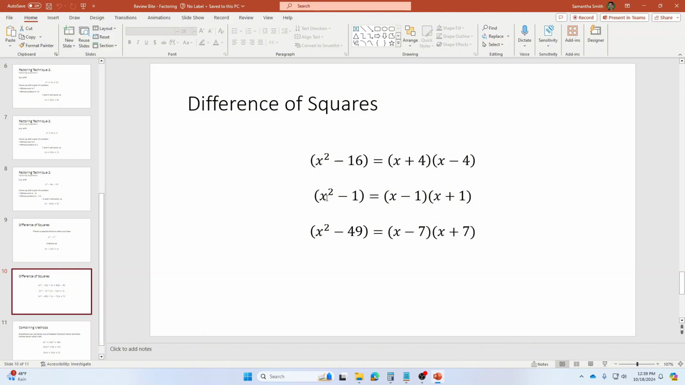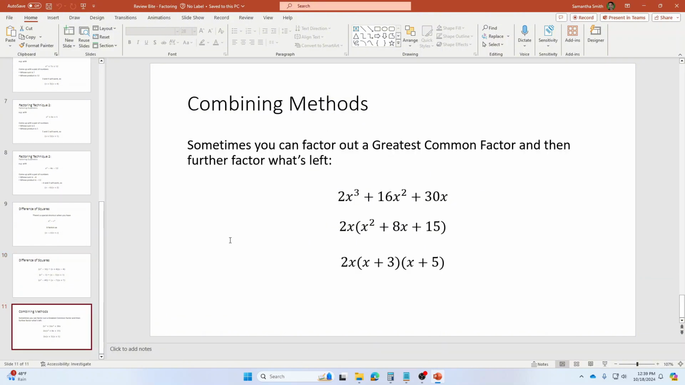If you were asked to factor x squared minus 1 squared, that's equivalent to x plus 1 times x minus 1. If you were asked to factor x squared minus 7 squared, that's the same as x plus 7 times x minus 7. So this is a nice shortcut formula if you are factoring something which is a difference of two squares. Finally, some expressions need to be factored using a combination of multiple techniques.